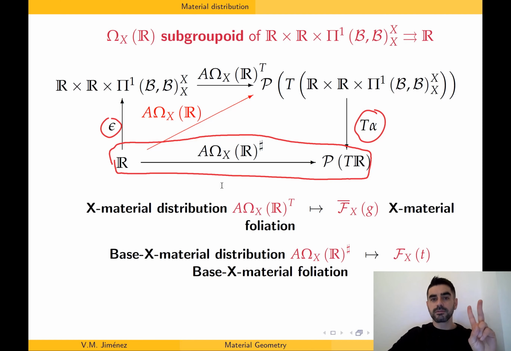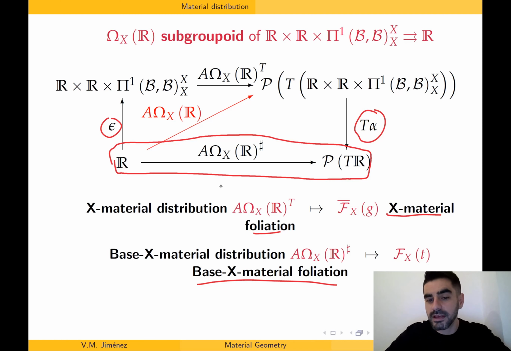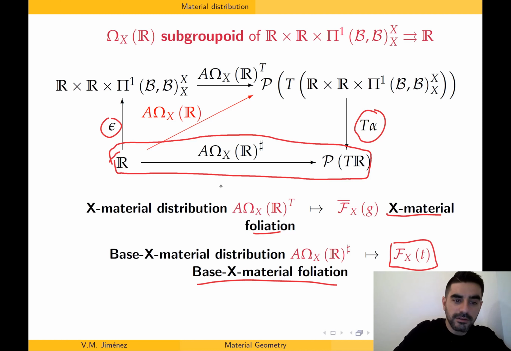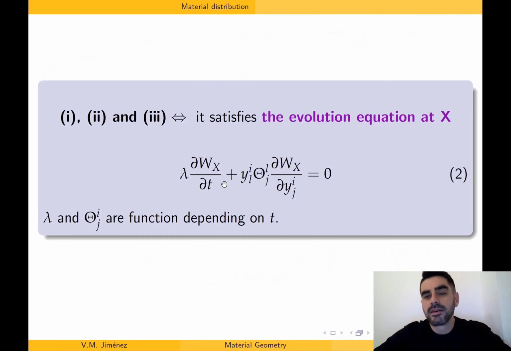So we have two distributions, and both distributions are differentiable and are integrable in the sense of Stefan Sussmann. So we have our associated foliations, which are called X-material foliation and base X-material foliation respectively. Notice that this foliation is a foliation of R, while this foliation is a foliation of this manifold. Okay, we have our material distributions, we have our material foliation, and then here is our evolution equation.